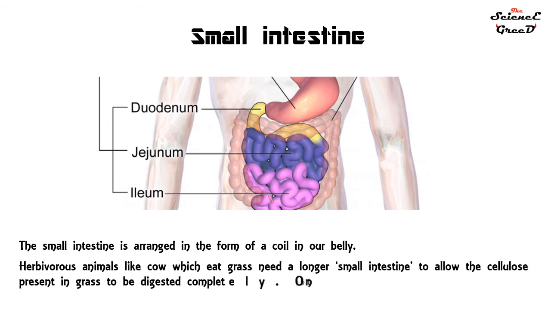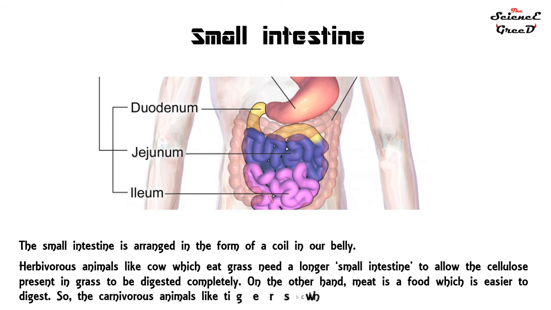On the other hand, meat is a food which is easier to digest. So, the carnivorous animals like tigers which eat meat have a shorter small intestine.